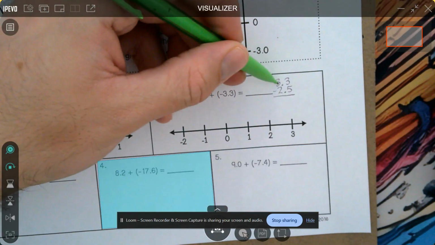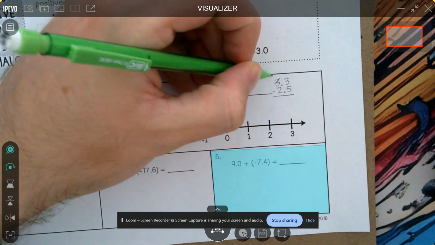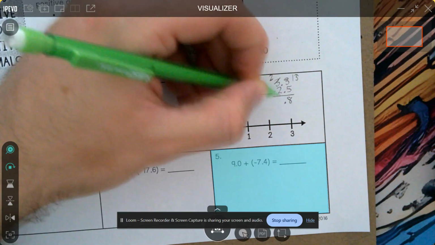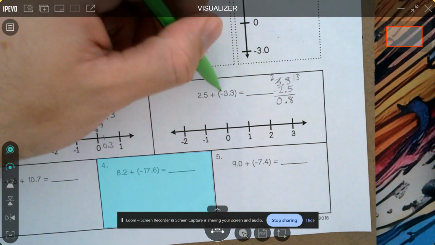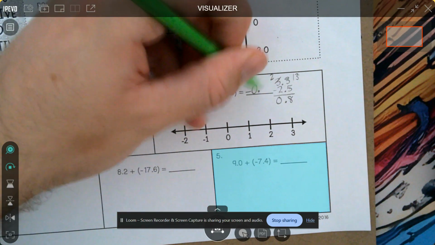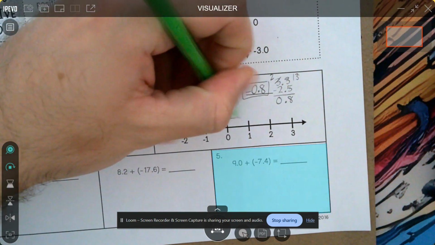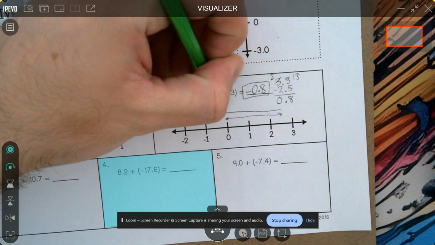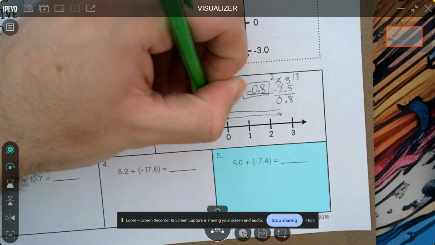Bigger number always goes on top. Subtract because they're different signs. 3.3 minus 2.5, you have to borrow from the 3. Becomes 13. 13 minus 5 is 8. Bring down my decimal. 2 minus 2 is 0. Check the sign. 3.3 is bigger, and it's negative. So this becomes negative 0.8. Let's sketch it on a number line. Go right 2.5, and then go left 3.3. And our answer is about right here, which is negative 0.8.